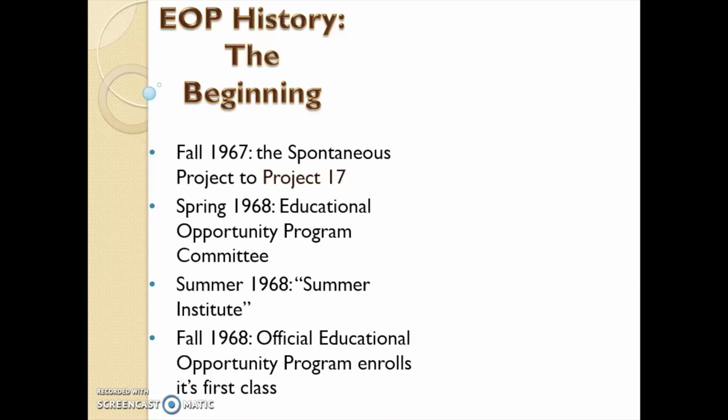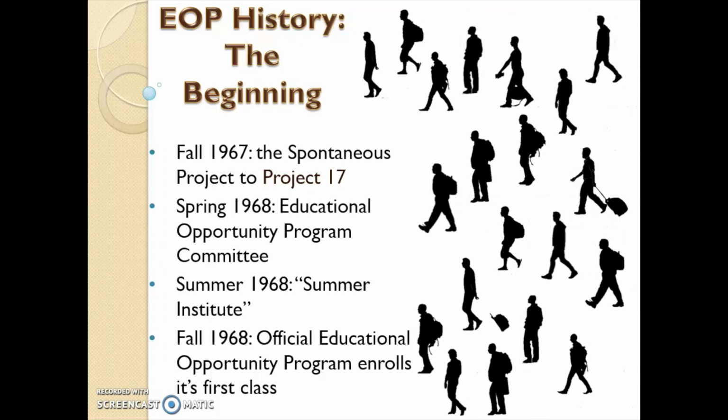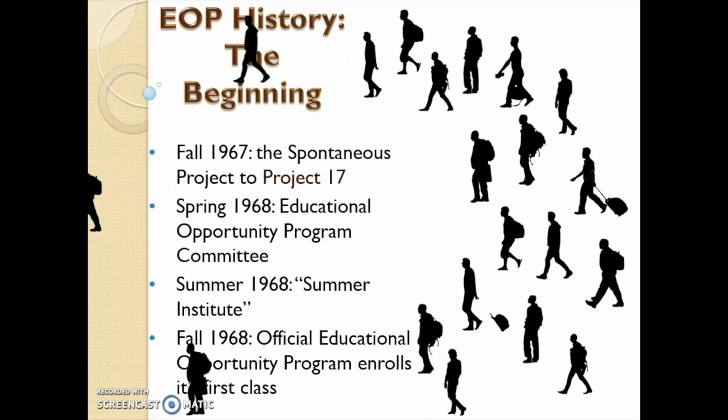Fast forward a few months to fall of 1967, in which 20 Black and Mexican American students were admitted from West Fresno schools through the Spontaneous Project. Of those that were admitted, only 17 students enrolled, and the program was then called Project 17. In spring 1968, the program was reorganized and named the Educational Opportunity Program Committee. In summer 1968, 75 students participated in the first summer program, then the Summer Institute, now Summer Bridge, and in fall 1968, the Educational Opportunity Program officially enrolled its first class.